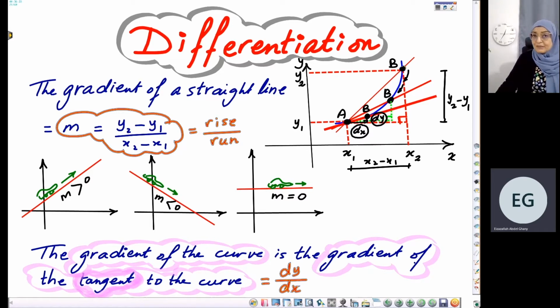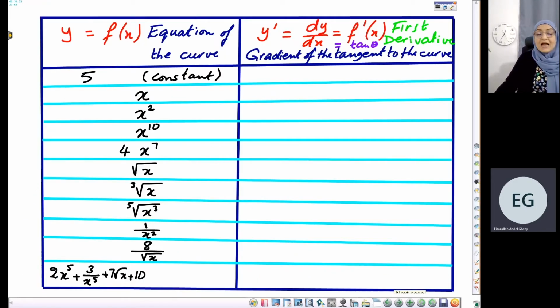This is the new thing in differentiation that differs from the chapter of coordinate geometry, which we call straight line graphs. Now we are dealing with tangents to curves. Let's go. How do we find the differentiation of some terms?